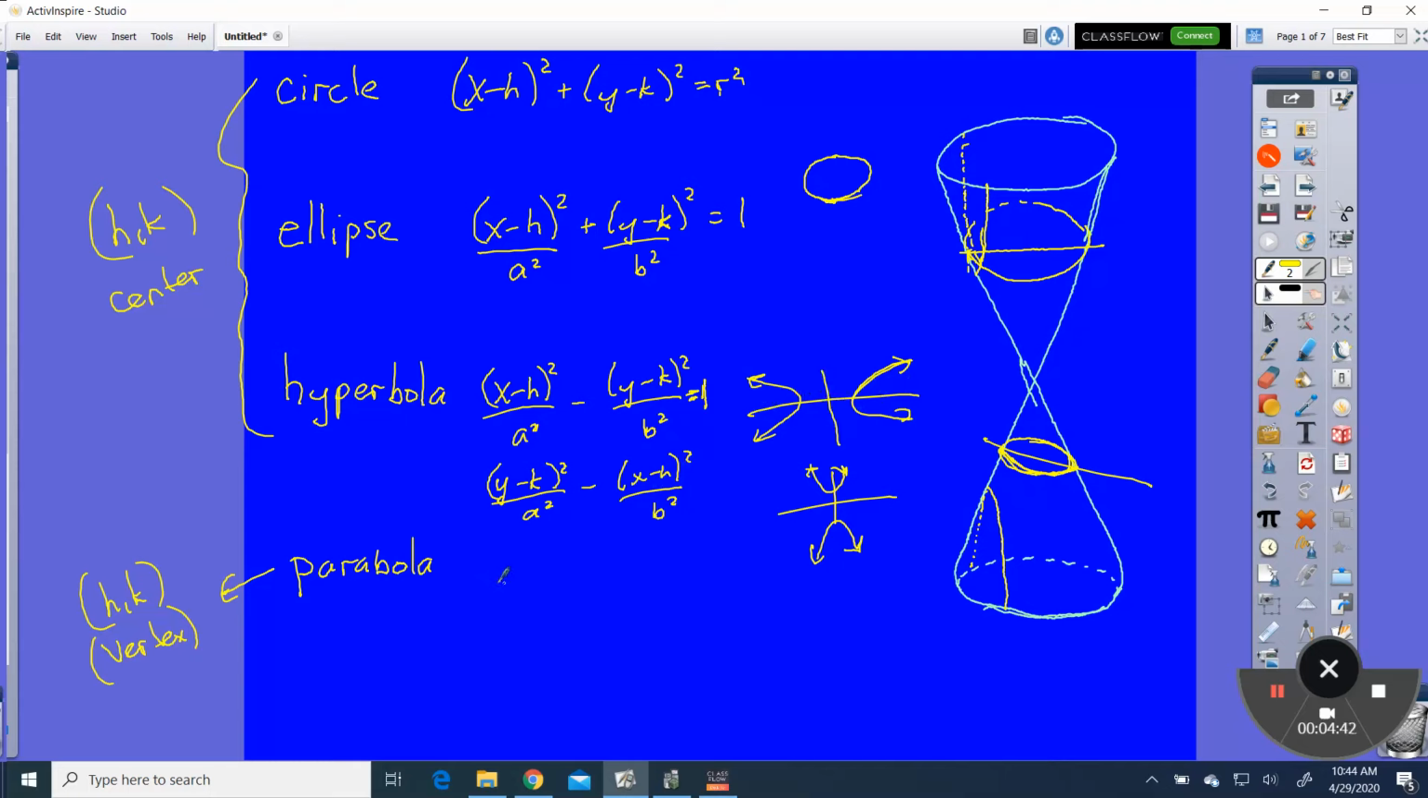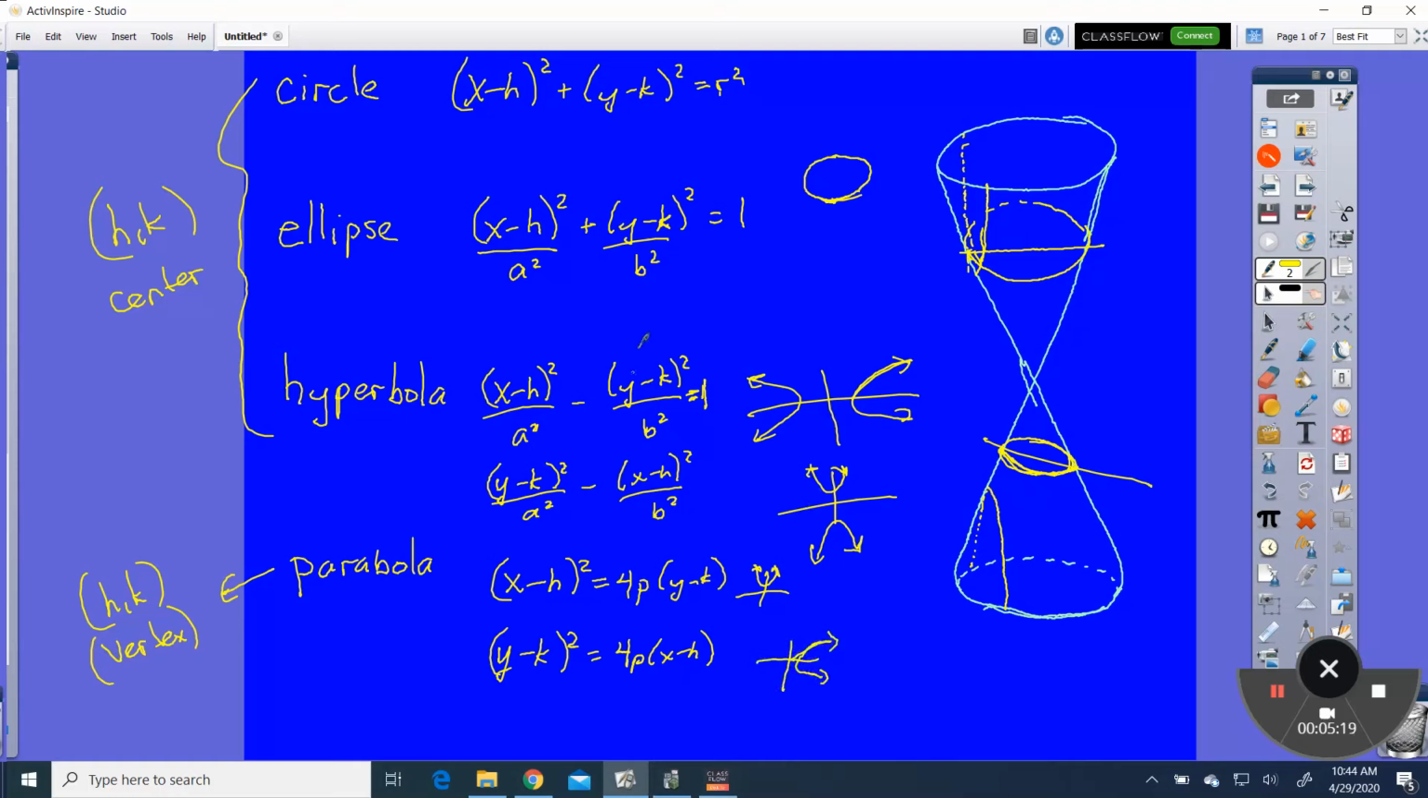Parabola, it also has two for the same reason. One's over the x-axis and one's over the y-axis. So let's do the one up and down first. So (x minus h) squared equals 4p (y minus k). So this is the one that goes up and down. Okay, if it's a negative, then it goes down. And this one, (y minus k) squared equals 4p (x minus h). So this is the one that goes side to side.